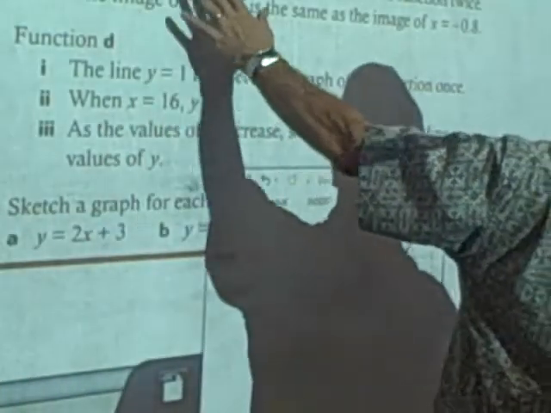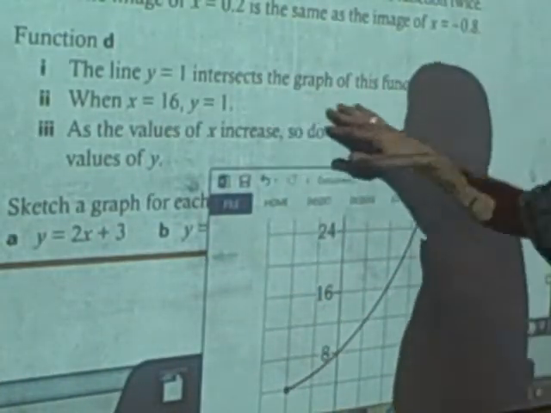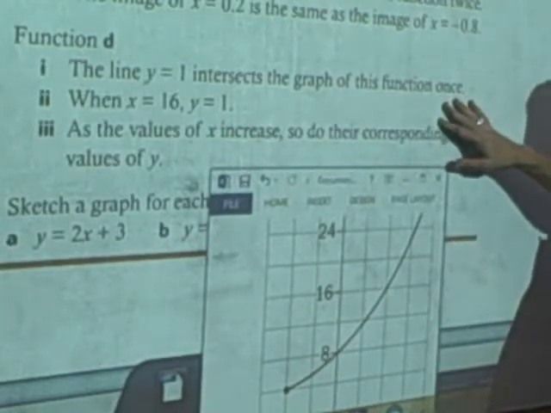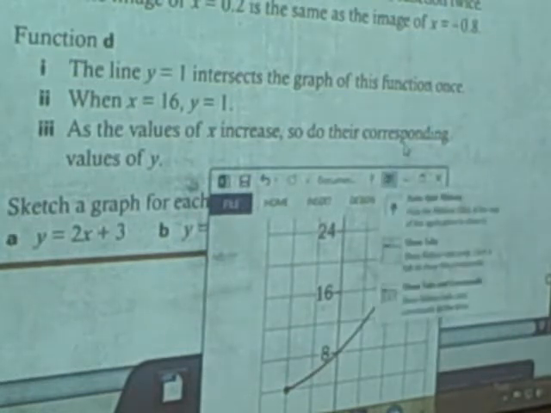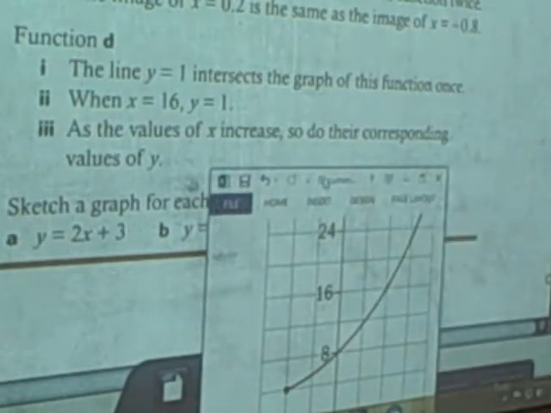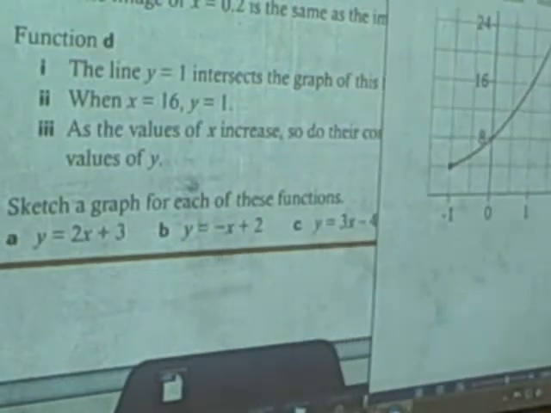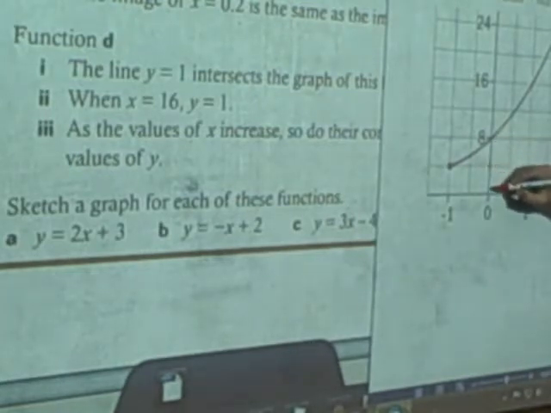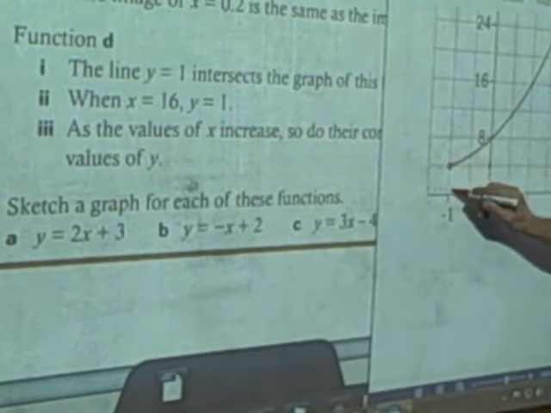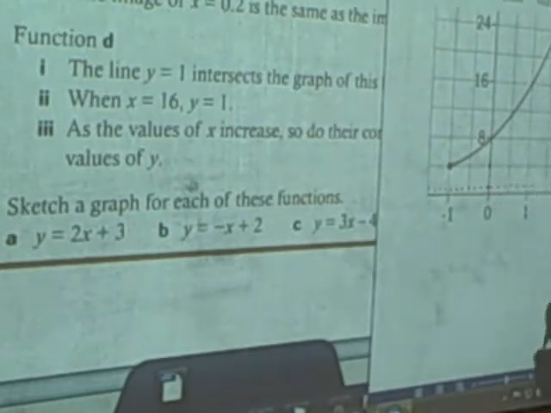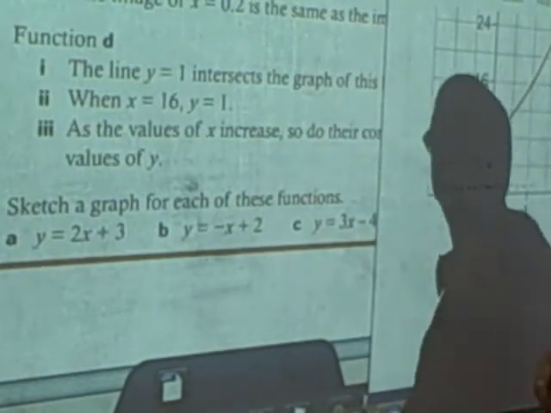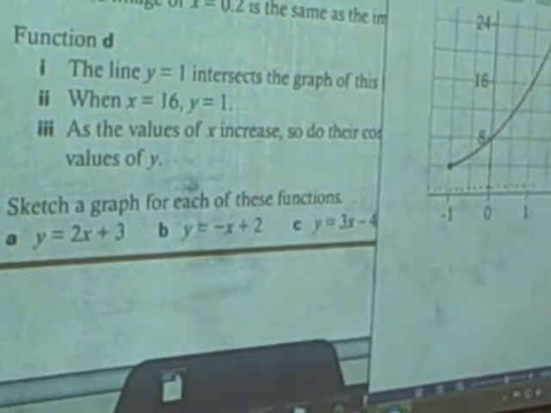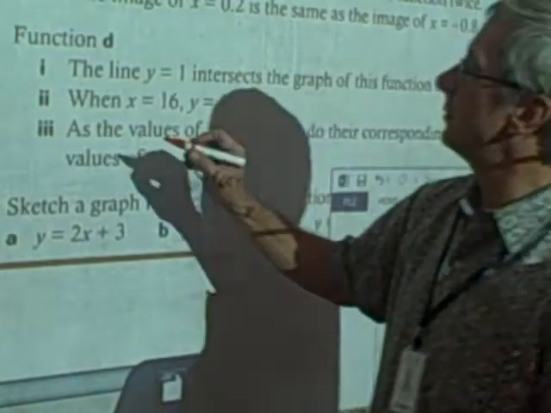First question asks, true or false, the line y equals 1 intersects the graph of this function once. It might be a little hard to see unless I push the graph upward a bit. Okay, y equals 1 is way down here. If this is 8, this is 4, 1's down here. So y equals 1 is a very low line down there. The graph does not come down there. So the line y equals 1 intersects this graph 0 times, and the answer to this first one is false.